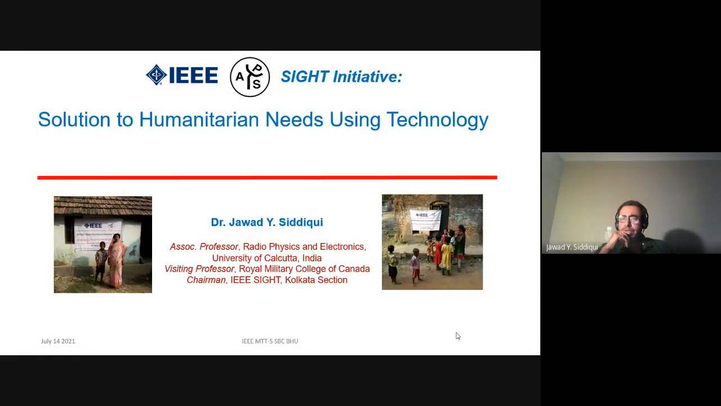Yes. I also look to do some humanitarian activities, because I'm associated with SIGHT. SIGHT stands for Special Interest Group on Humanitarian Technology. As engineers or technologists, I think we have a responsibility to give back to society. As technologists, how do we use technology to serve the underserved population of a community, and what can we do regarding that? One of the projects that I was executing was to find solutions to humanitarian needs using technology.